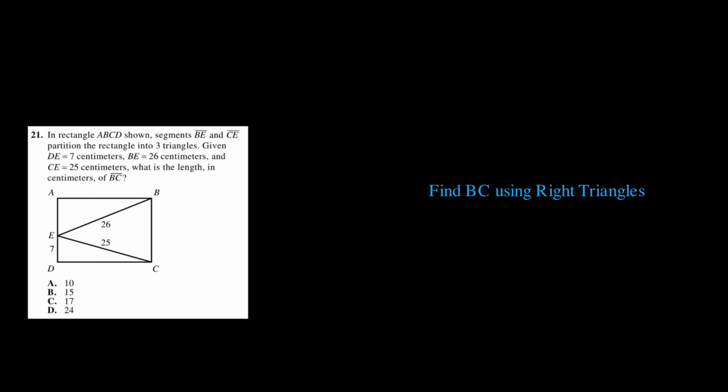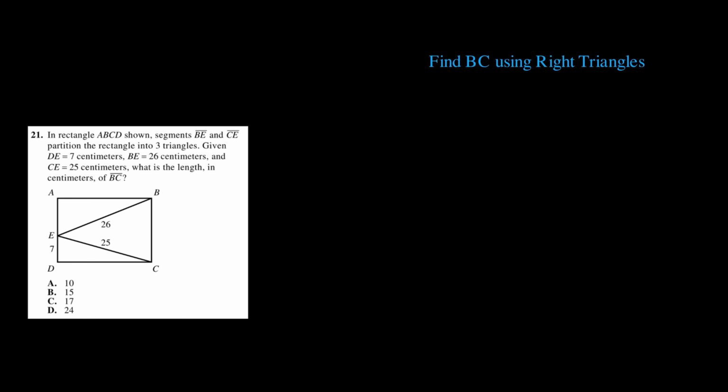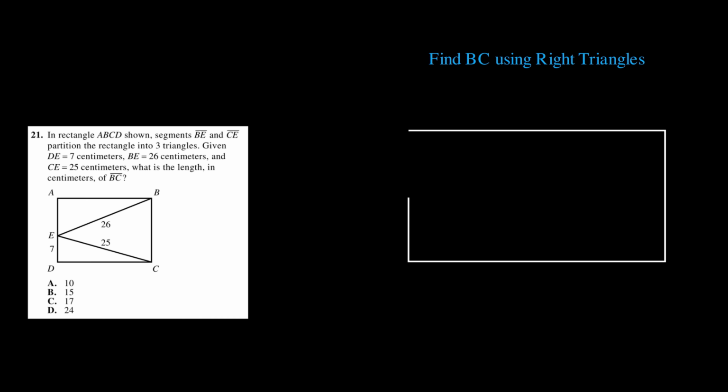All right, let's read the problem first. In rectangle A, B, C, D shown, segments BE and CE divide the rectangle into three triangles. Given that DE equals 7 centimeters, BE equals 26 centimeters, and CE equals 25 centimeters, what is the length of BC? So our goal is to find the right side of the rectangle, segment BC.